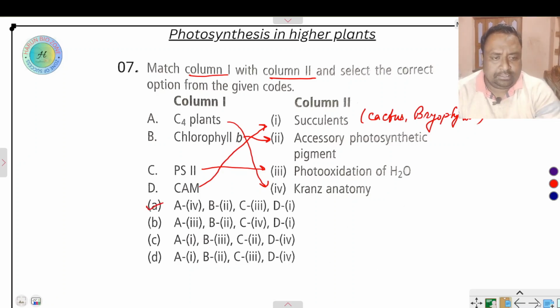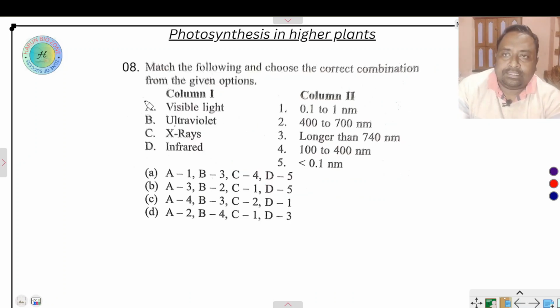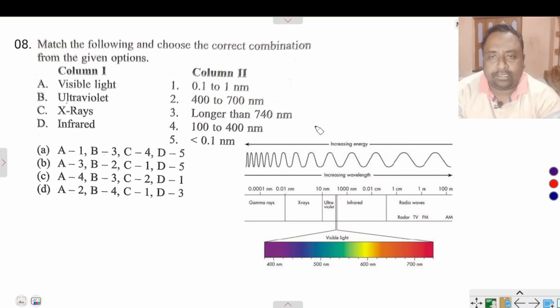Next question is, match the following and choose the correct combination from the given options. First, column 1 and column 2: visible light, ultraviolet light, X-ray and infrared light. This is the wavelength of these lights. So let me explain this question with a proper diagram. Here the wavelength of light ranges from 0.001 nanometer to 100 meter.